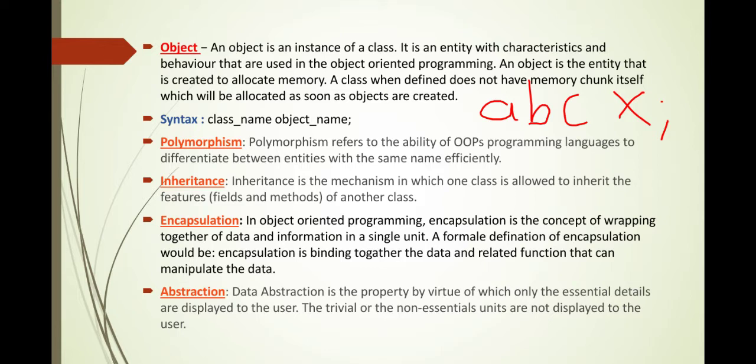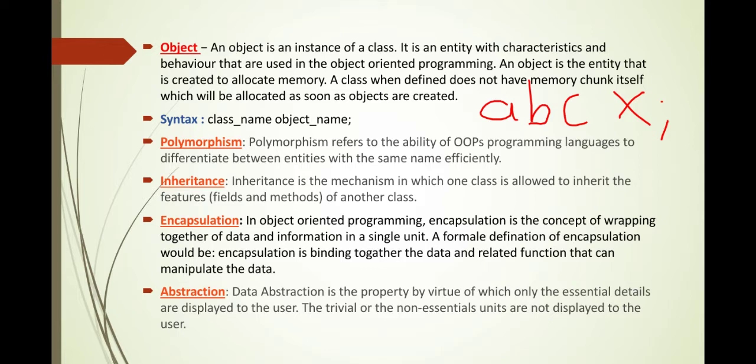And when that memory is allocated, when our program is finished and the object is not in use, that memory we have to deallocate. So whenever you create any instance of a class, means whenever you create any object of the class, that memory is automatically allocated. So the syntax is class name, space, object name. ABC is my class name, X is my object name. Likewise you can create an object of a class.